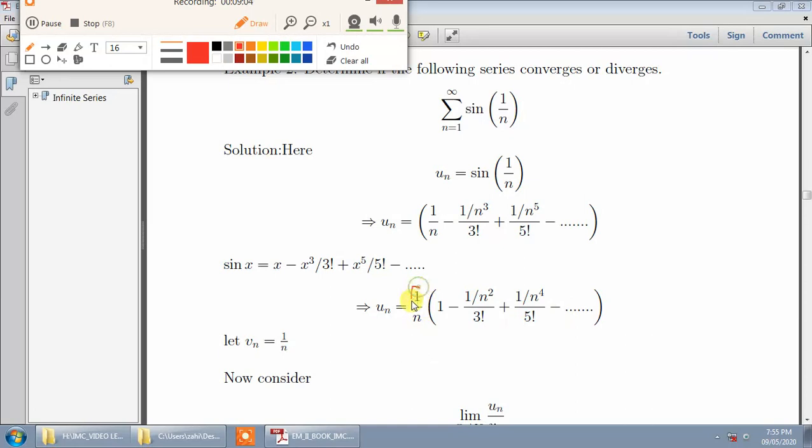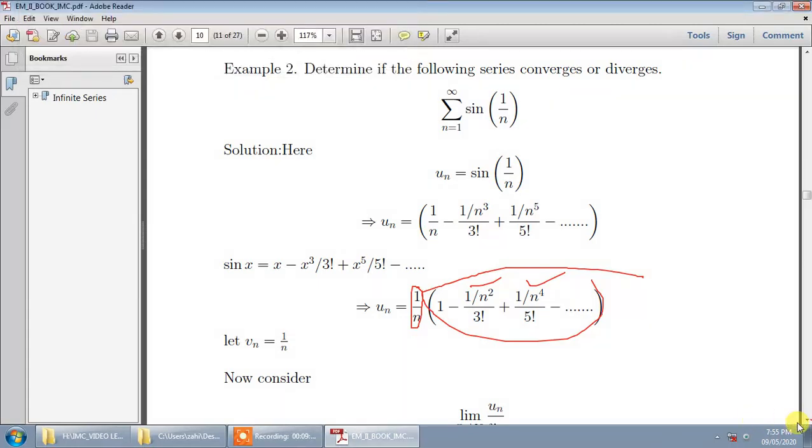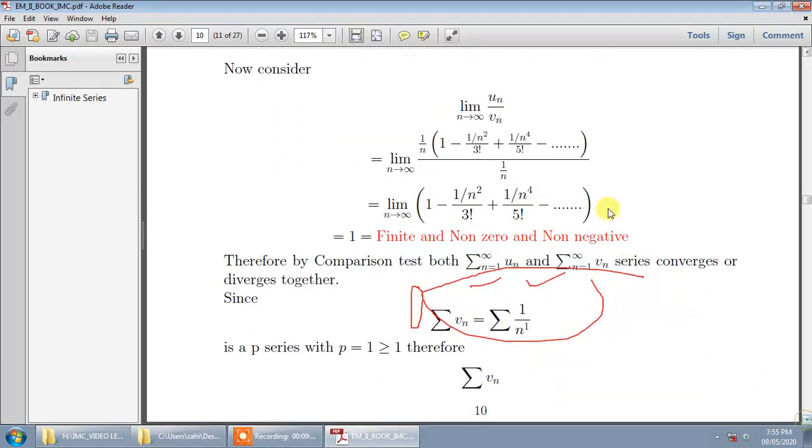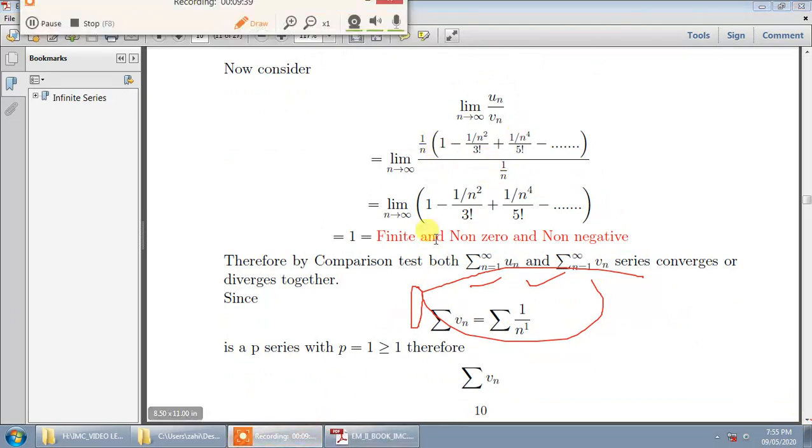Now let me again intentionally call this Vn. Why am I calling it Vn? Because in Un by Vn, the 1 upon n will get cancelled, and if I take the limit n tends to infinity, these terms will vanish. The value of Un by Vn, limit n tends to infinity, will become 1, which is finite and non-zero, so you can check it out. If I take the limit n tends to infinity of Un by Vn, where Un is 1 upon n and Vn is 1 upon n, this 1 upon n will get cancelled.